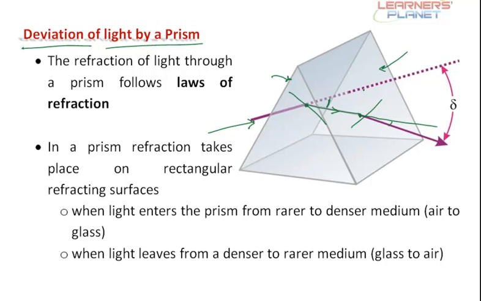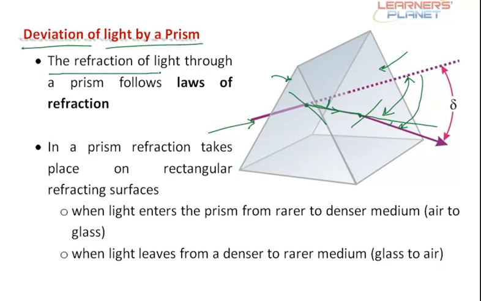Now this angle between the original incident ray, if extended in the forward direction, and the final emergent ray which is reproduced in the backward direction, they would meet somewhere here, and this angle will be known as angle of deviation. Okay, we will try to understand all these points in the coming slide.